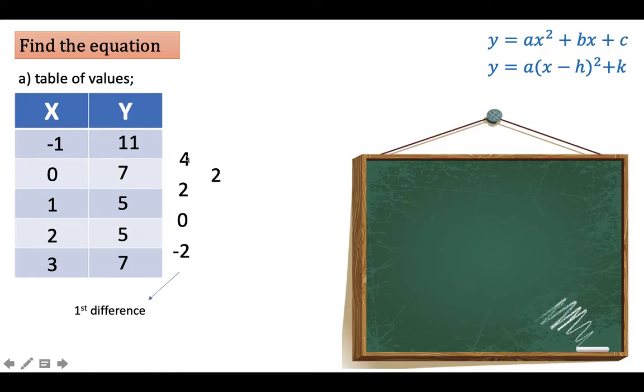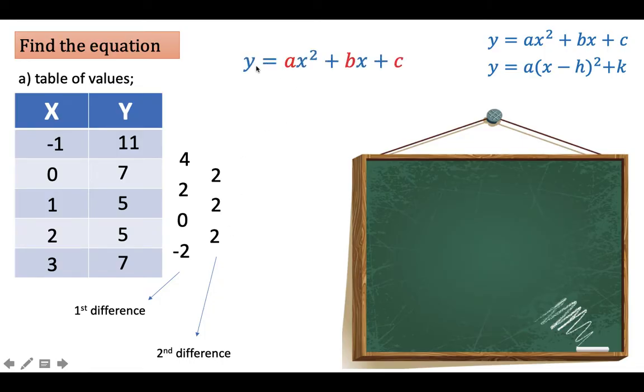We'll subtract them again. 4 minus 2 is 2, 2 minus 0 is 2, 0 minus negative 2 is positive 2. So that is the second difference. Notice that the second differences are the same. So this tells us that the function of these x and y values is a quadratic function. Otherwise, it is not a quadratic function if they are not the same. Okay, so how are we going to find it?